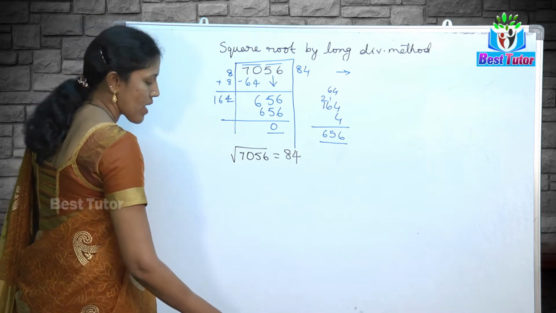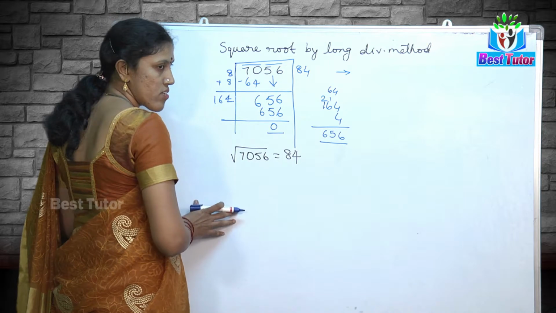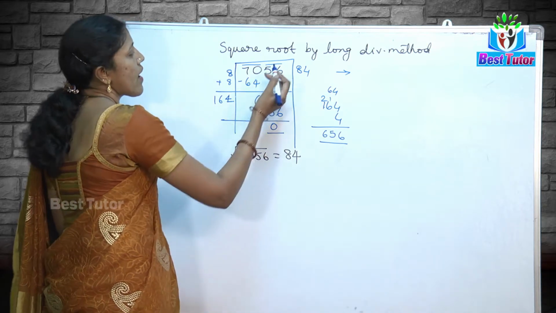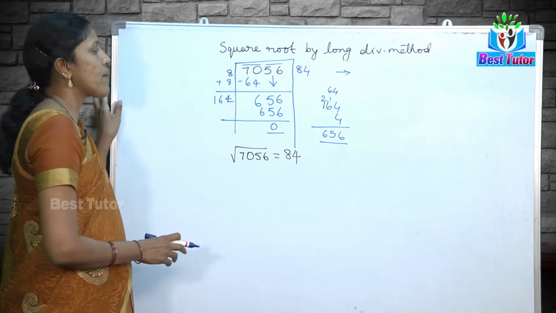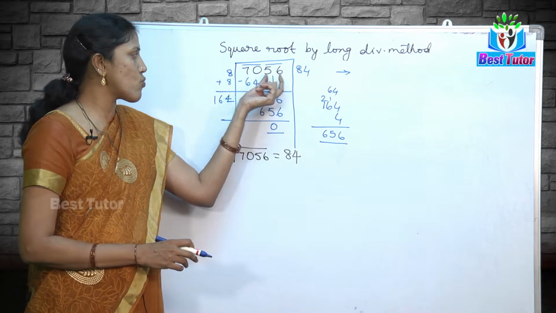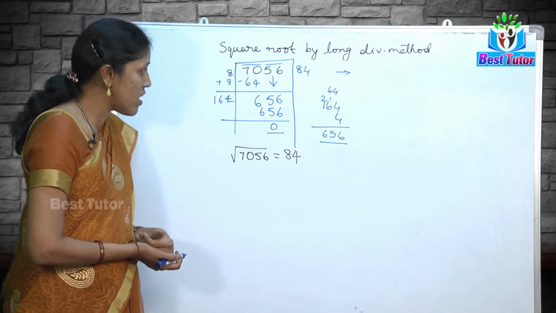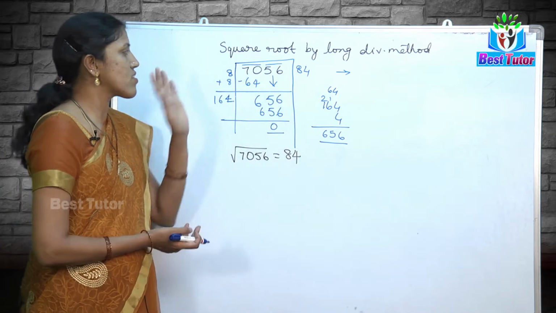Before that, let me quickly recap what is the procedure here. We have chosen a number 7056 and we need to find the square root of this number by long division method, and I started step by step. The first step is pairing of the numbers. We have done pairing from right to left. 56 is one pair and 70 is the next pair. Then I have chosen the first pair, which is 70, and the perfect square less than 70 is 64. 8 8s are 64.